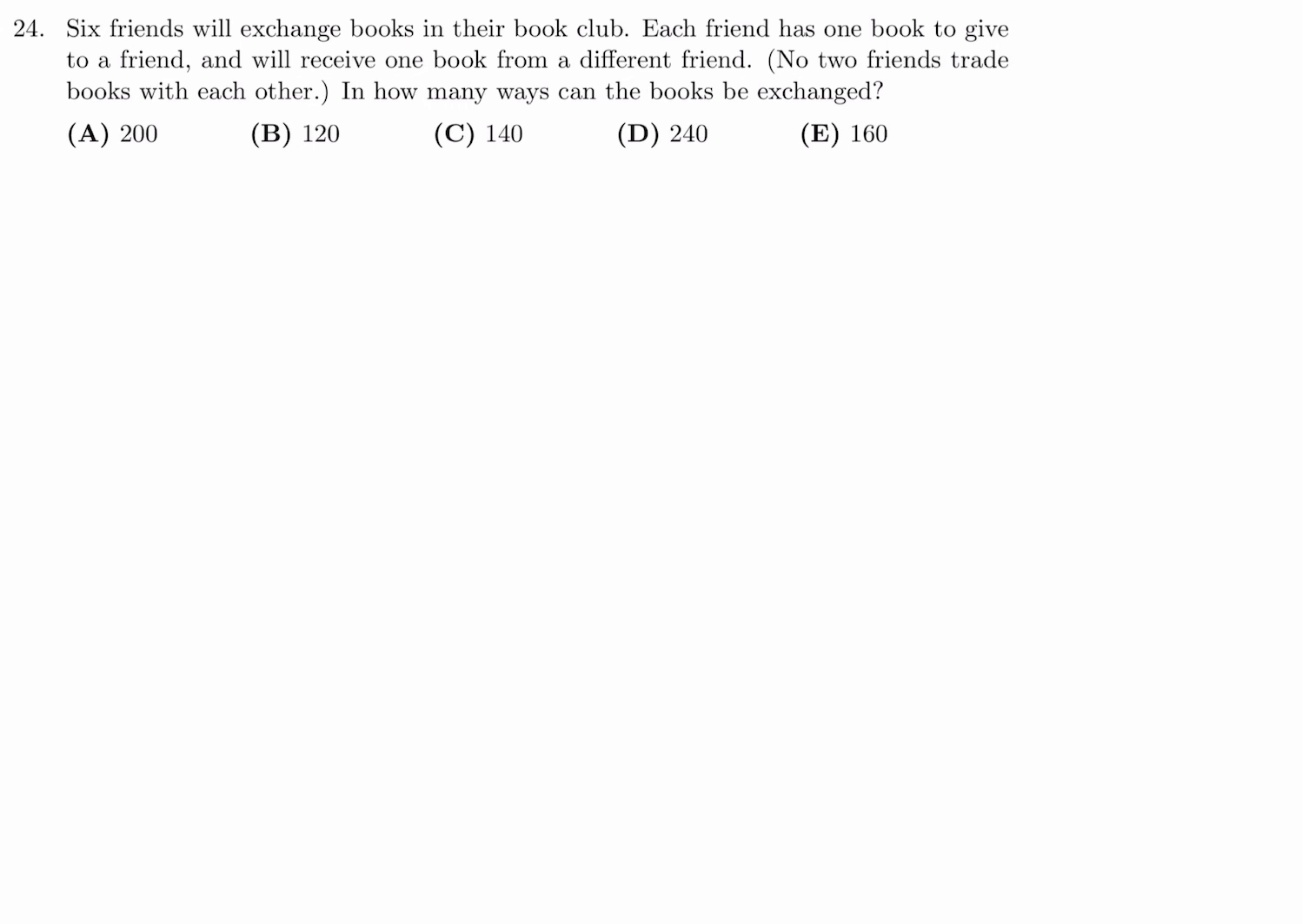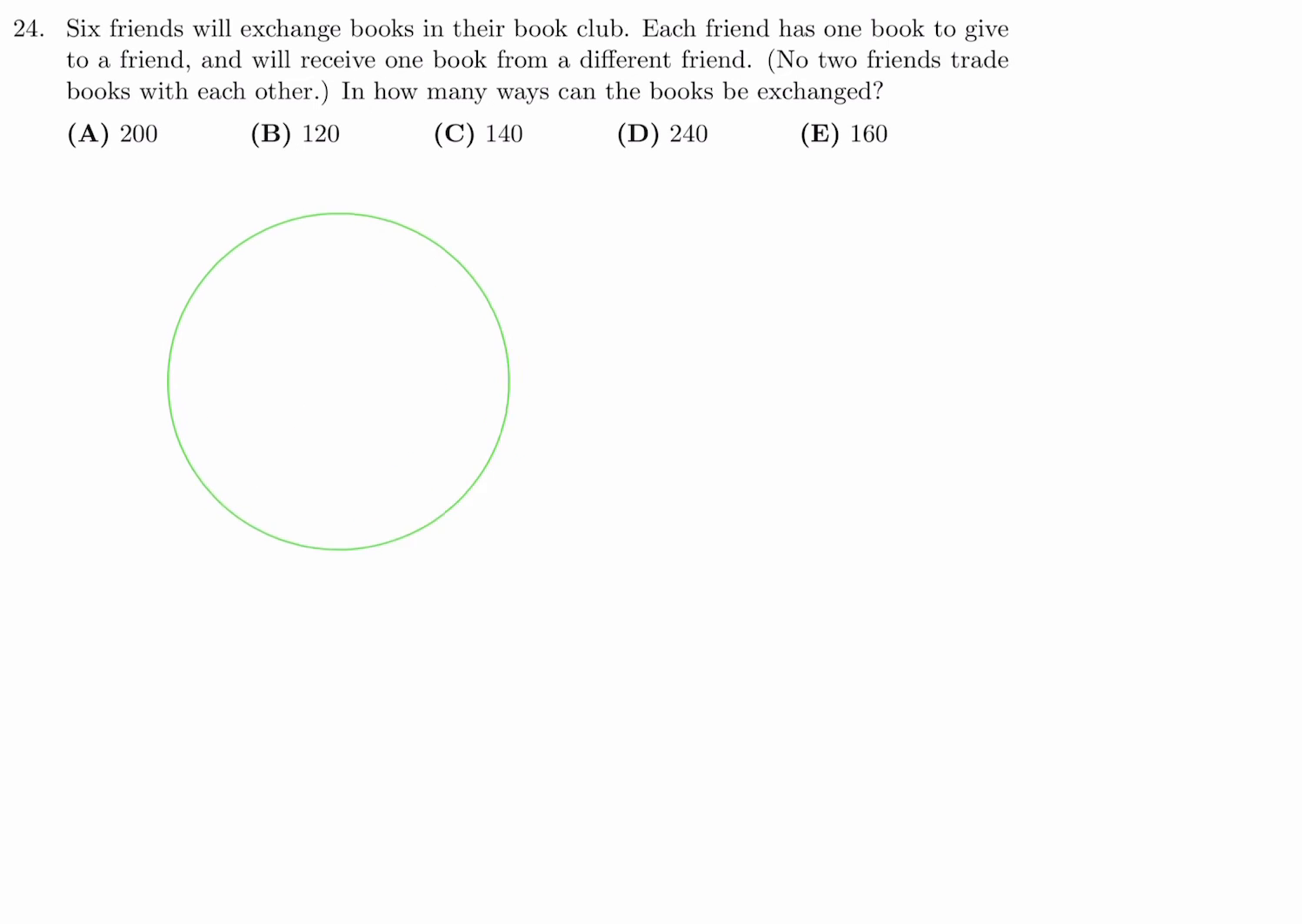6 friends will exchange books in their book club. Each friend has one book to give to a friend and will receive one book from a different friend. No 2 friends trade books with each other. In how many ways can the books be arranged?